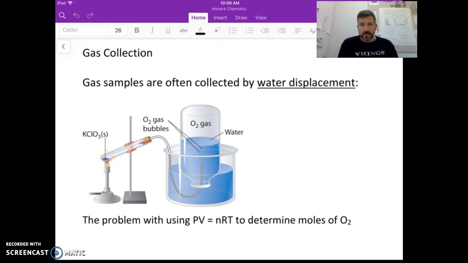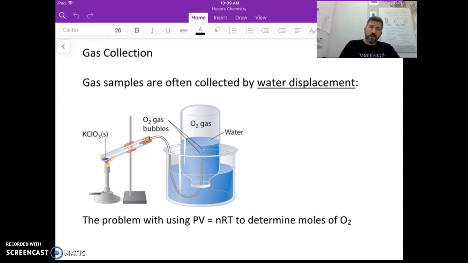So as I said, there's an inherent problem with using PV equals nRT, and the problem is this. Whenever we collect the gas by water displacement, there's always some water here at the bottom of our sample that is going to be evaporating. And so that means that some of the gas inside of this bottle, inside of our sample that we're calling oxygen, some of that gas is actually water vapor, okay?